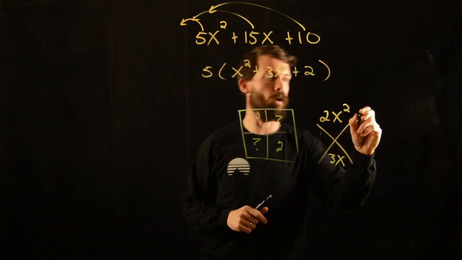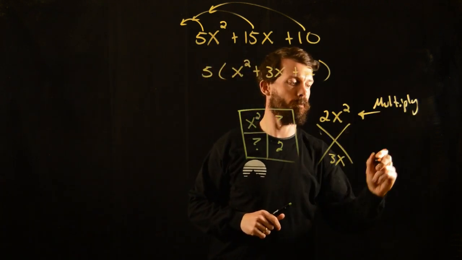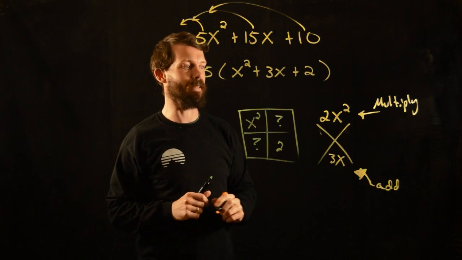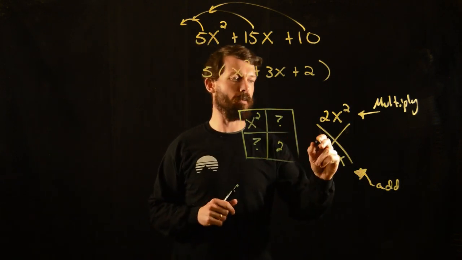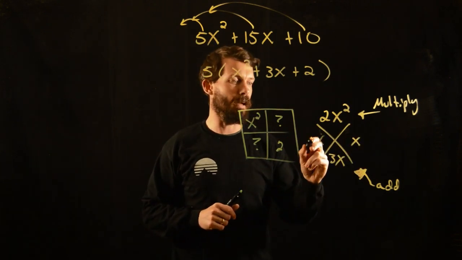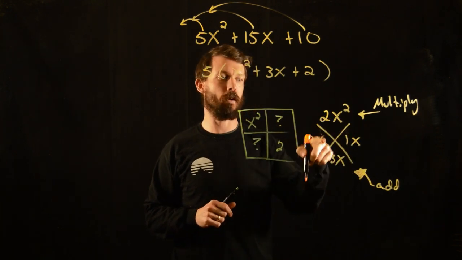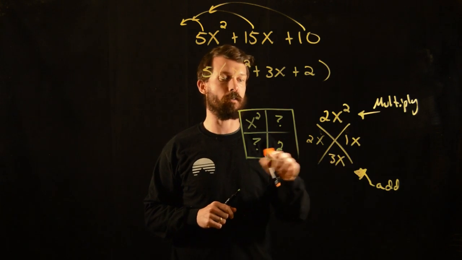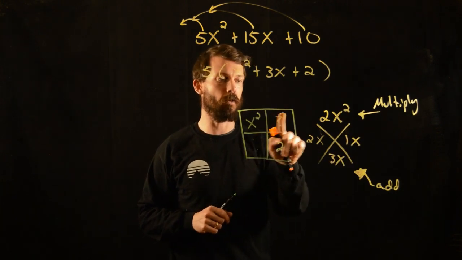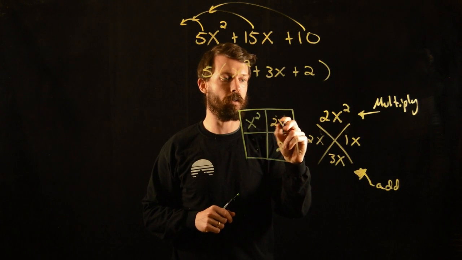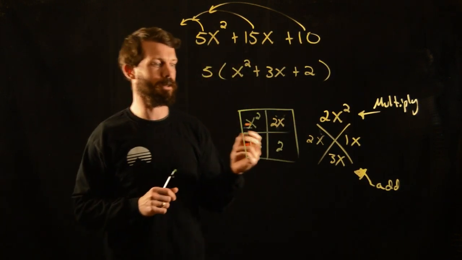Now I have to figure out what multiplies and adds. This one's not too bad, so I know it's definitely going to be an x and an x. And I know it's going to be a 2 and a 1, right? Because 2x times 1x is 2x squared, and 2x plus 1x will give me 3x. So that is the mystery boxes. We found that pretty quickly, pretty efficiently, which was good.